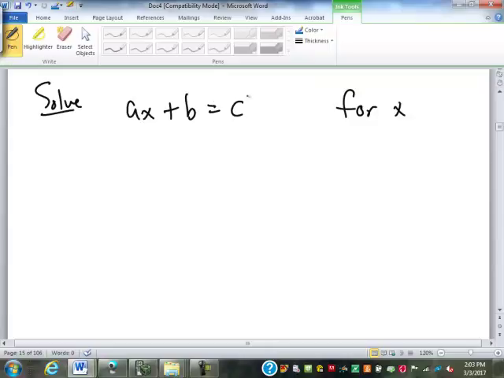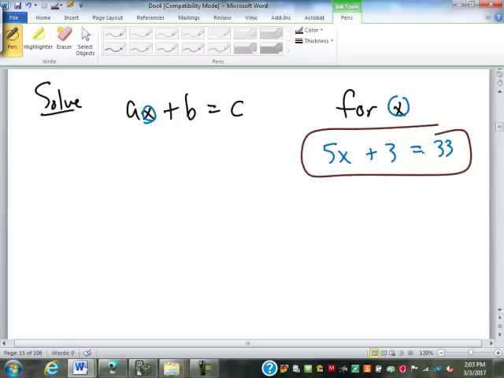So here, ax plus b equals c. What I usually do is I'll actually rewrite it, replacing every variable with a number except for the variable I'm solving for. So I'm solving for x. I'm going to leave the x alone there, and I'm going to replace everything else with a number. So I might say this is 5x plus 3 equals 33. So now I just kind of look at them, and this equation is going to tell me what I have to do with the variables.